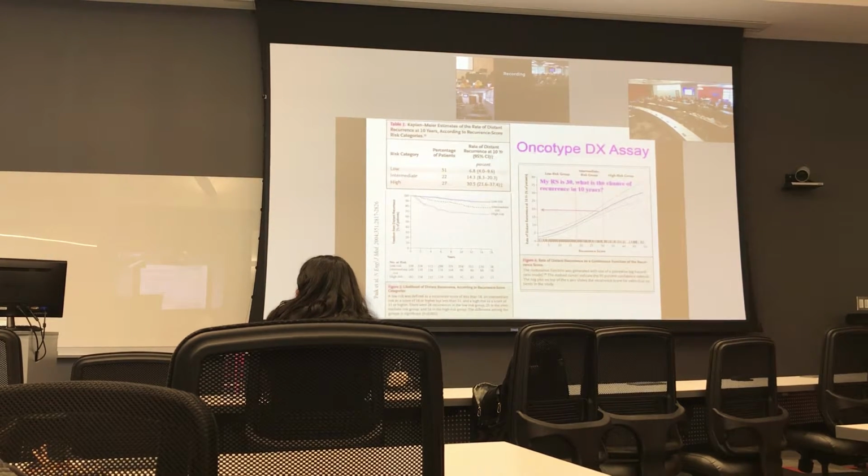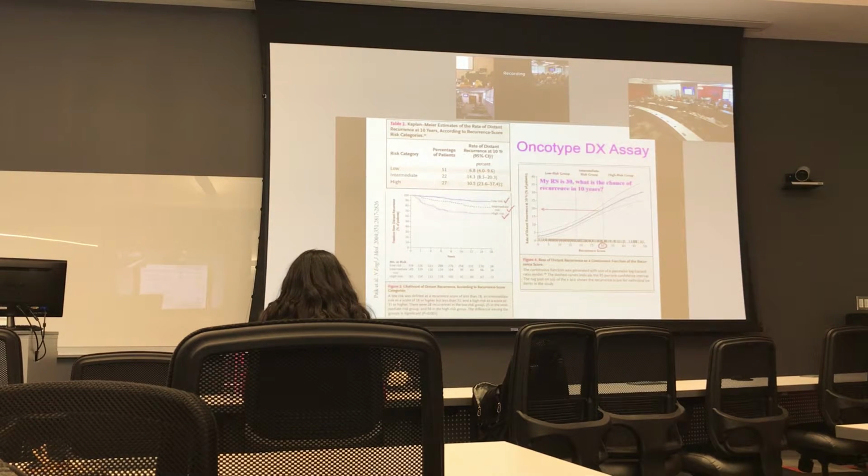And so how do these groups correlate with the rate of distant recurrence at 10 years? Here's freedom from distant recurrence. Here's our low risk group, our intermediate risk, and our high risk. For the rate of distant recurrence as a continuous function of the recurrence score, I just arbitrarily said, okay, what about a recurrence score of 30? Which we know is high. If I look at this line, which tells me the chance of recurrence in 10 years, that's actually 20%.